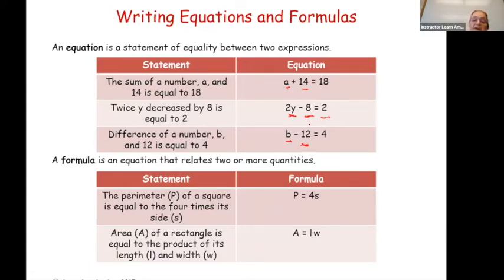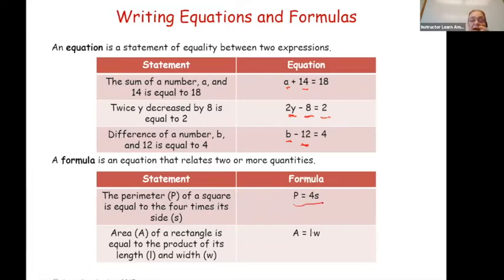A formula is an equation that relates two or more quantities. So, for instance, we say the perimeter of a square is 4 times its side. We can express this as a formula if we use P as the perimeter and S as the side. This formula shows us that the perimeter is 4 times the side.